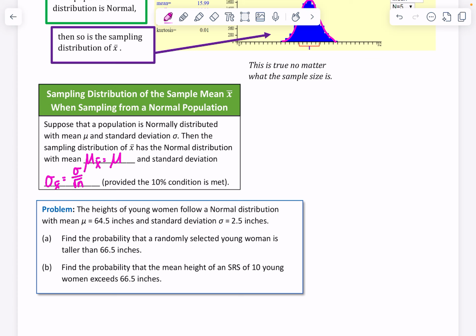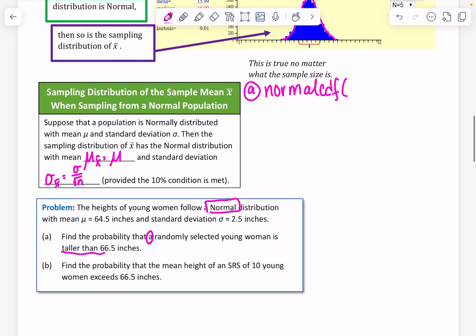So the heights of young women follow a normal distribution with mean 64.5 inches and standard deviation of 2.5 inches. Find the probability a randomly selected young woman is taller than 66.5 inches. So we're just talking about one person. So this is a regular normal CDF type question. And how do we know it's normal? They told us.